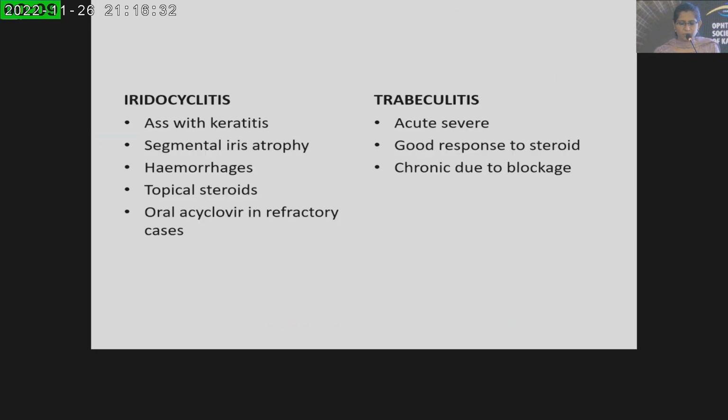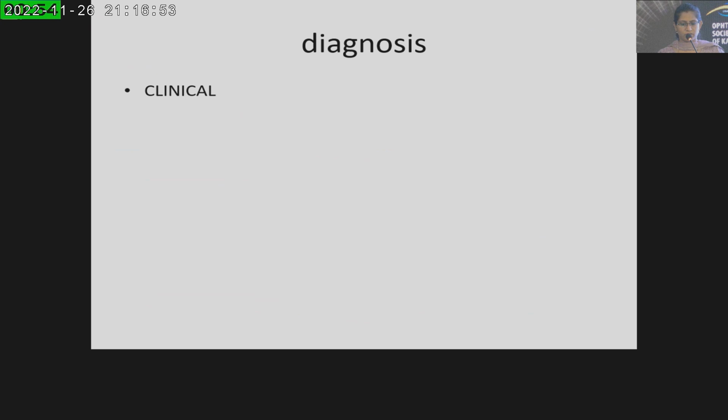A common accompaniment of herpes simplex virus keratitis is iridocyclitis and trabeculitis, and especially with trabeculitis we have to keep a lookout for the intraocular pressure, so keep checking the intraocular pressure every week the patient comes. If it is an acute stage, then topical steroids are very good, but if it is chronic, it is probably because of trabecular meshwork blockage, and in that case we probably have to think about a surgical option.